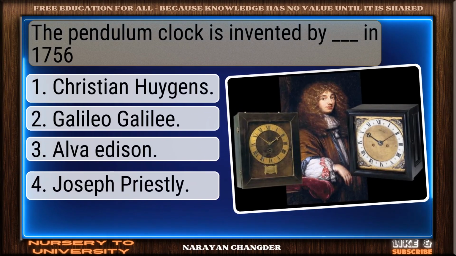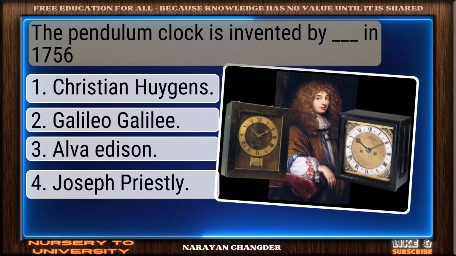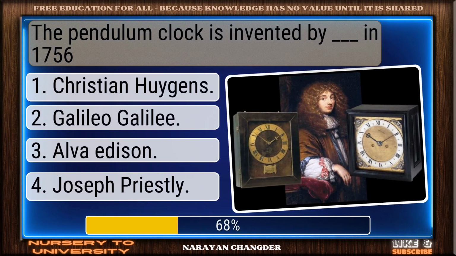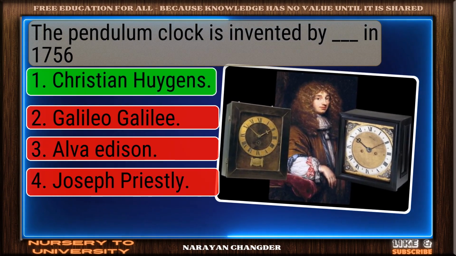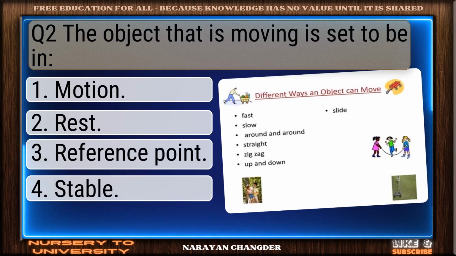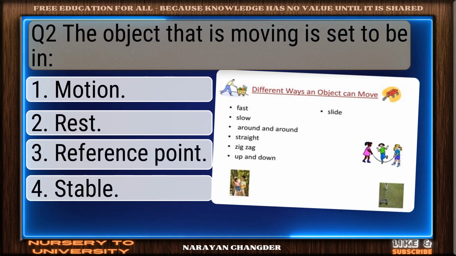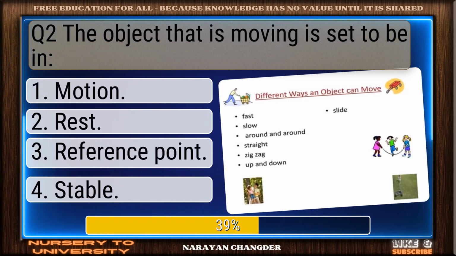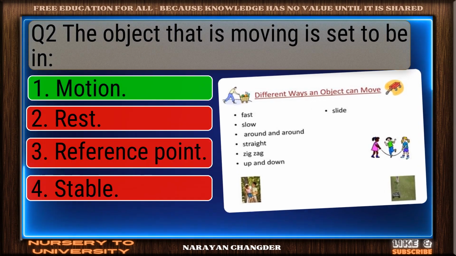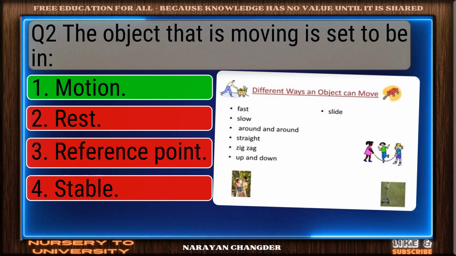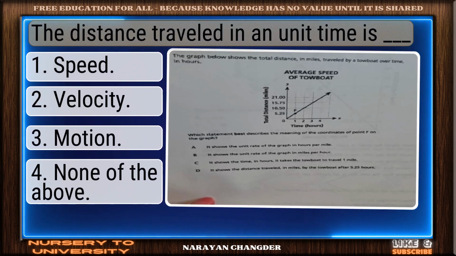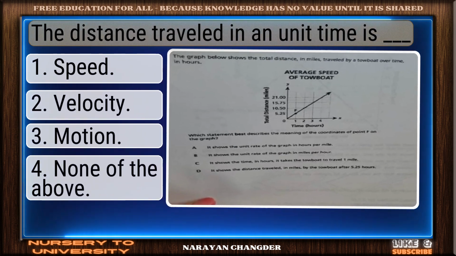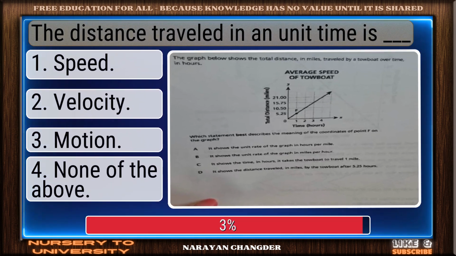Question number 37. The pendulum clock is invented by dash in 1756. Smart move. Christian Huygens is an accurate answer. Question number 38. The object that is moving is said to be in. Nice work. You chose motion, and it is correct. Question number 39. The distance traveled in a unit time is dash.